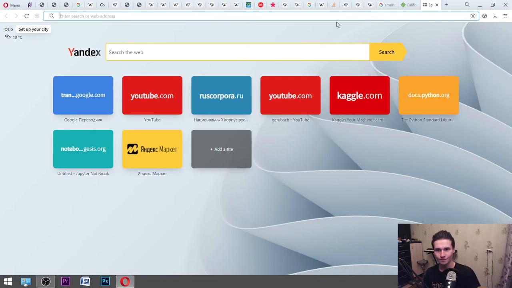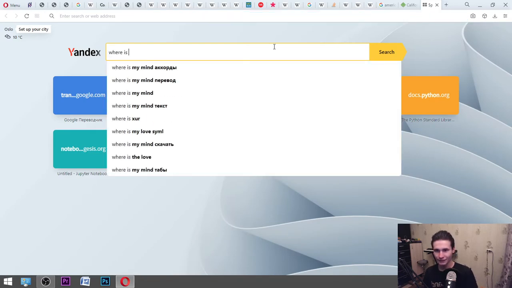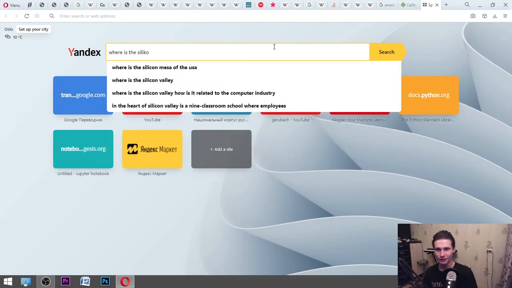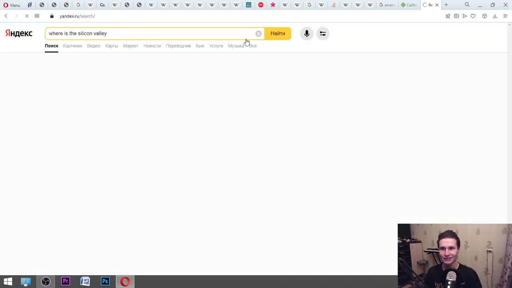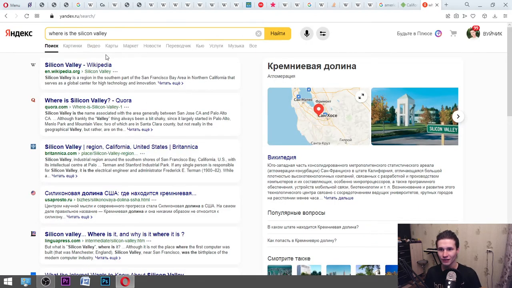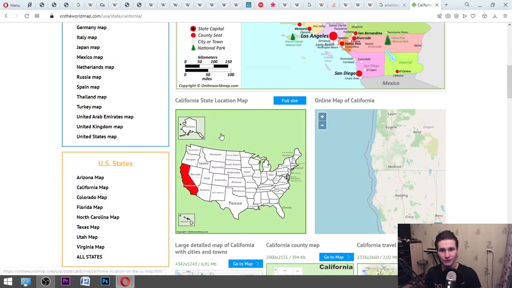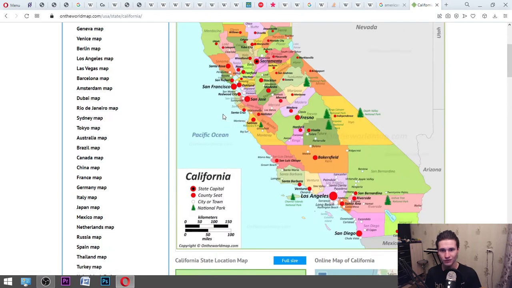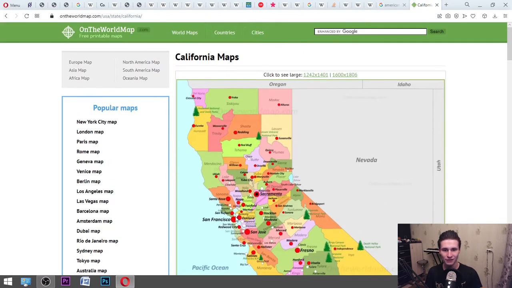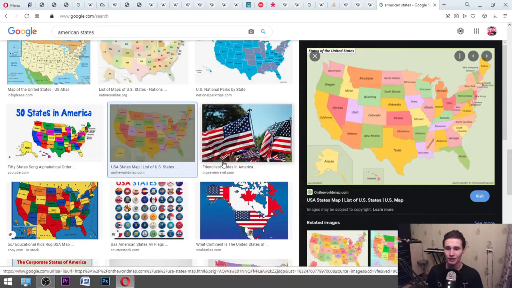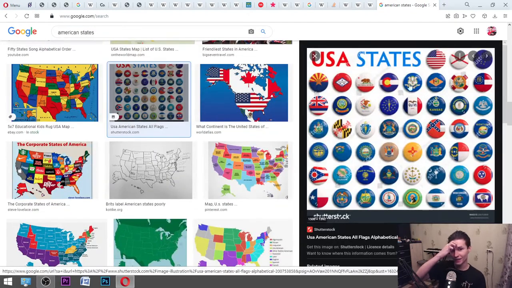Let's go to Google. Where is the Silicon Valley? Silicon Valley, actually with C. Silicon Valley in San Francisco Bay in Northern California. Oh, wow, so it is San Francisco. It is San Francisco City. Oh, the disco. And it is here. Yes. Wow, I didn't know. Nice. We learned it, and now some of the badges for the different states.